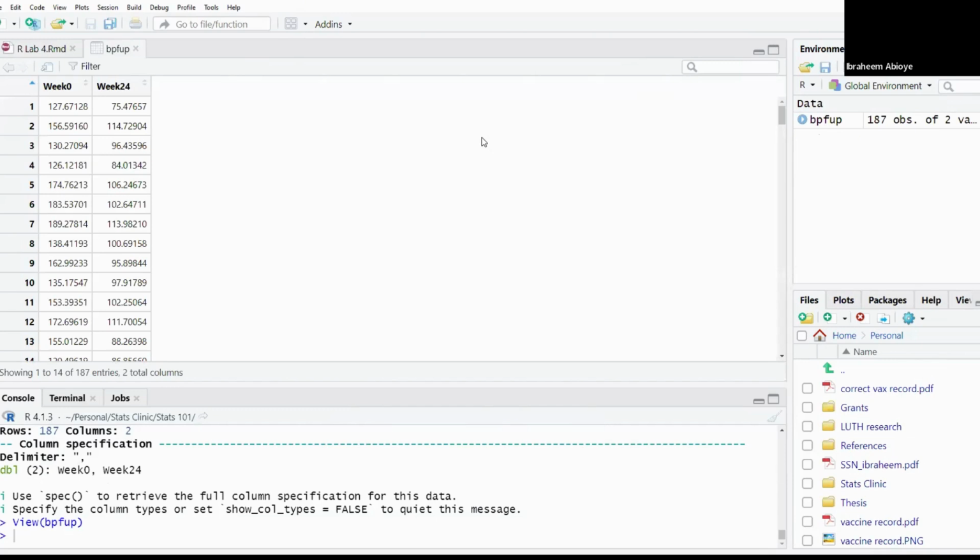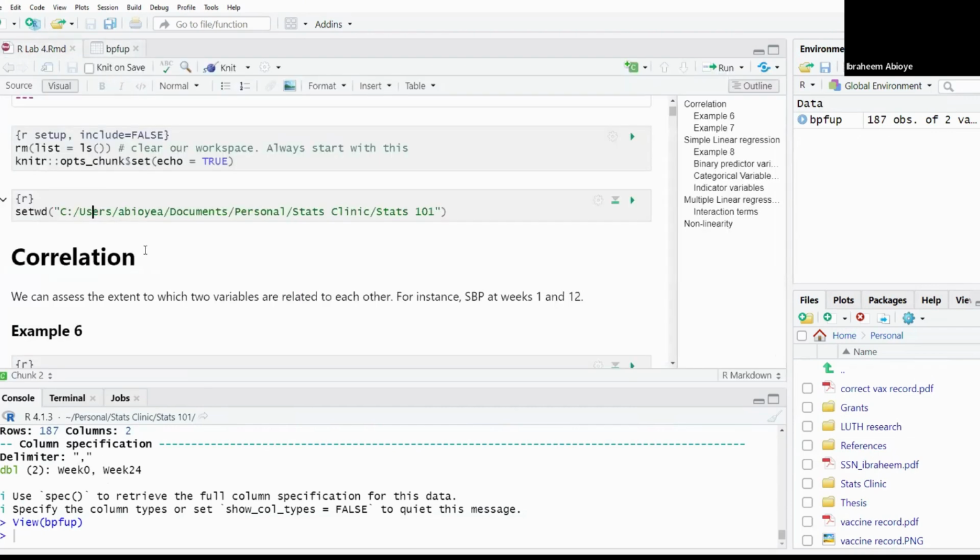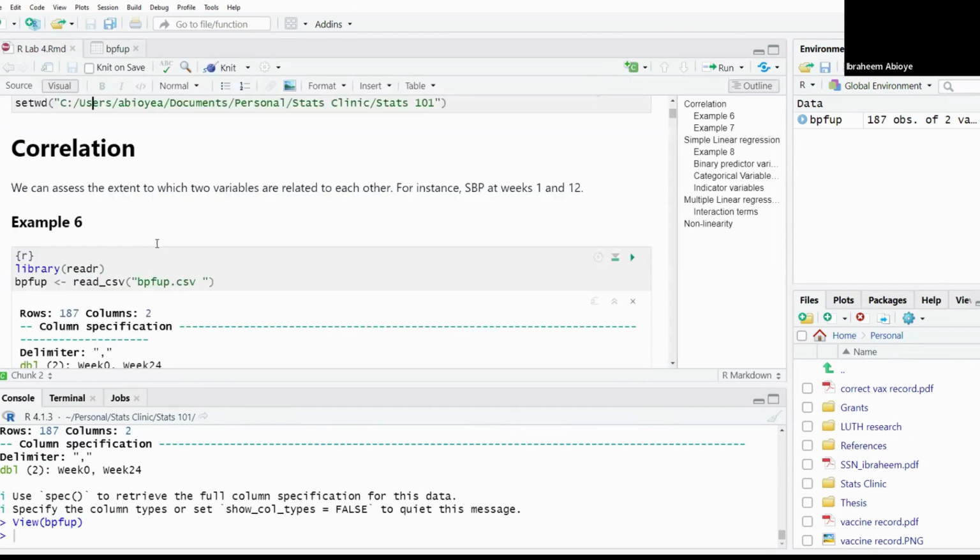And basically what we're hoping to do here, if you see when I open this data set, we have two variables. We have blood pressure at week 0 and blood pressure at week 24. So the idea is that you're looking at patients who have had their blood pressure measured twice, at baseline and 12 weeks after. And we can do a correlation. If you remember, we said that correlation is a way for us to assess the extent to which two continuous variables are related to each other.